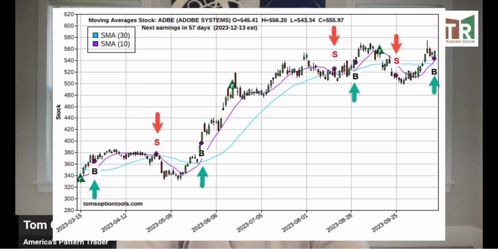Now, let's go back to a chart of Adobe. Since we're talking about Adobe, check this out. The chart you see here has the 10 and 30 simple moving averages added to it. Now, notice when the purple line crosses above the blue line, that's a bullish move. And when the purple line crosses below the blue, that's a bearish move. In an uptrend, such as what we're seeing with Adobe, you could simply take the bullish signals only and then go to cash when you get a bearish signal.